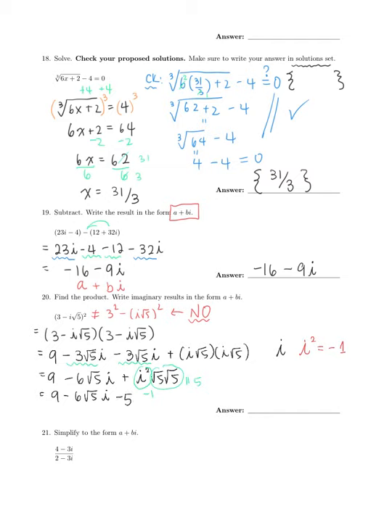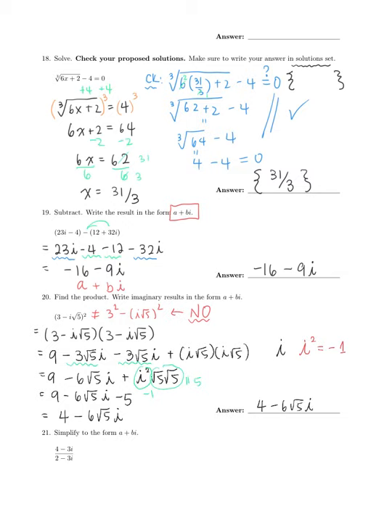Make sense? Okay, so now let's combine the real part together. So you have 9 minus 5. So you're going to have 4 minus 6 root 5 times the i. And I think that's going to be our answer. So let me just write 4 minus 6 root 5i.